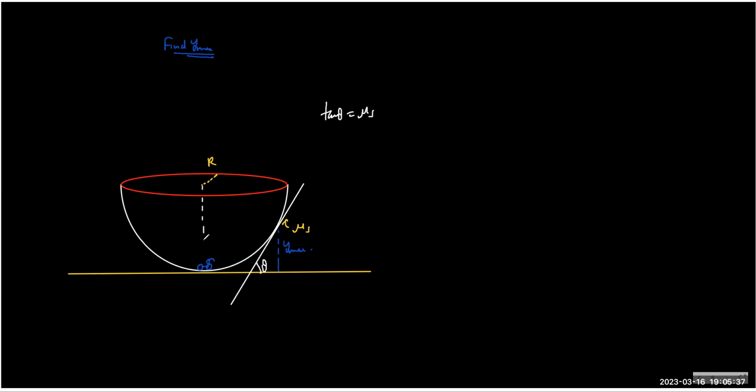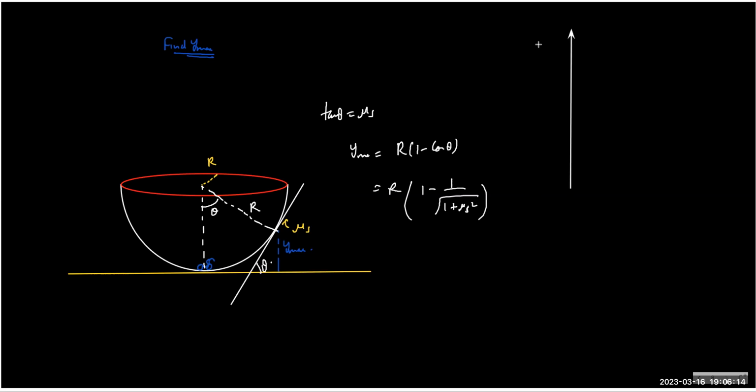That's it. And this is a geometrical problem. So of course you can draw like this. If you say this is theta, this is also theta from geometry. And the radius is r. So the height is how much? r(1 minus cos theta). And cos theta will be how much? 1 upon root of (1 plus mu s square). That's the answer. I hope this is clear. Yes, sir. But you didn't get the answer. That's okay.